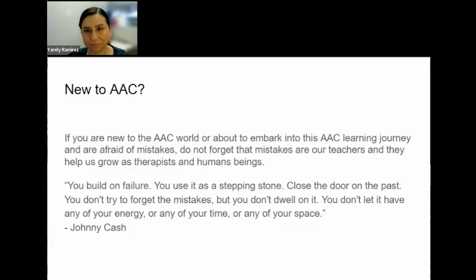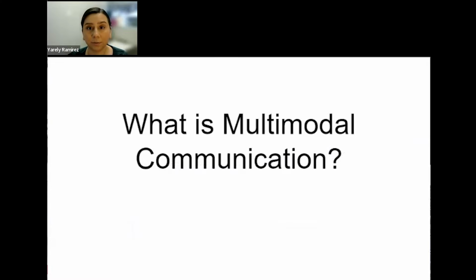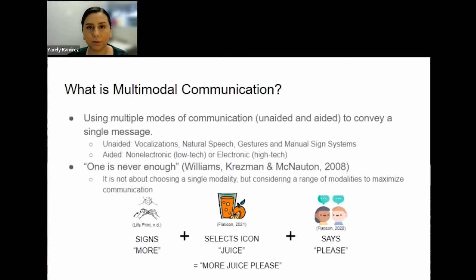So let's get started. What is multimodal communication? Multimodal communication is using multiple modes of communication in order to get a message across. That can be done via unaided communication, meaning vocalization, natural speech, gestures, or even signs. Aided communication is using either non-electronic or electronic augmentative and alternative communication, such as a low-tech or light-tech core board, or a speech generating device.